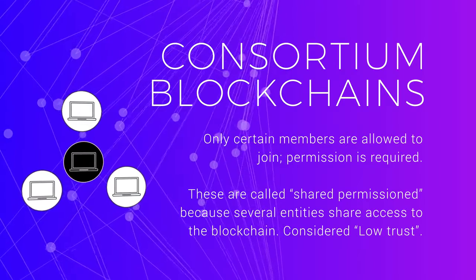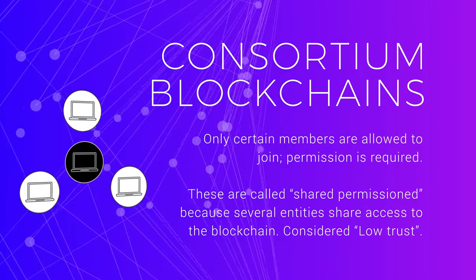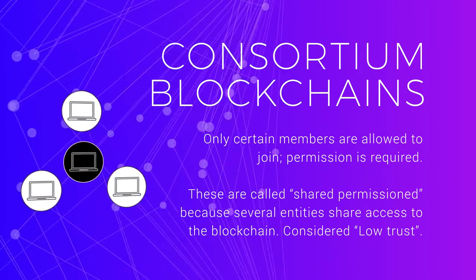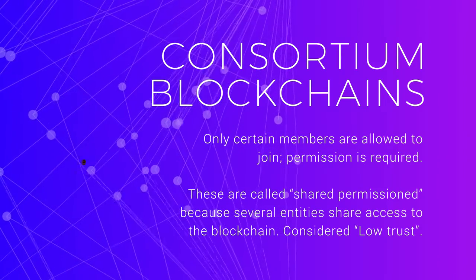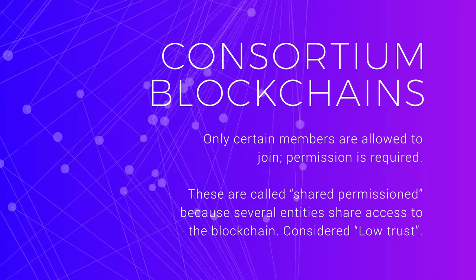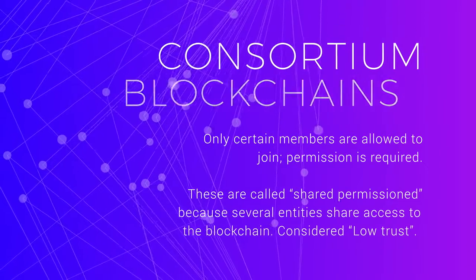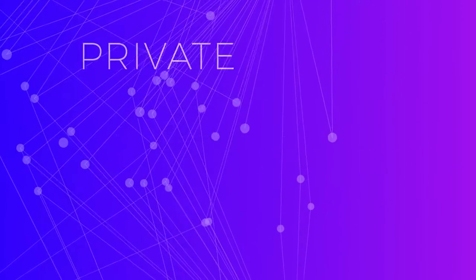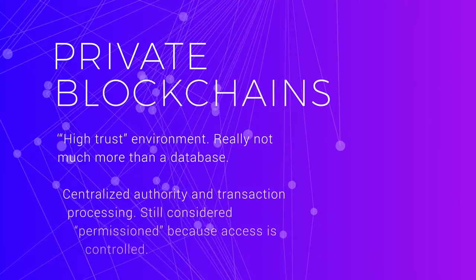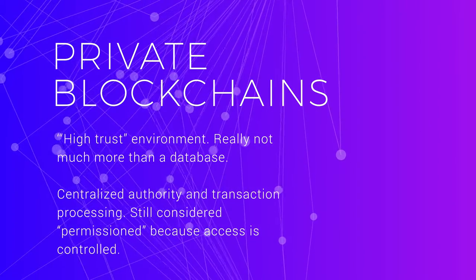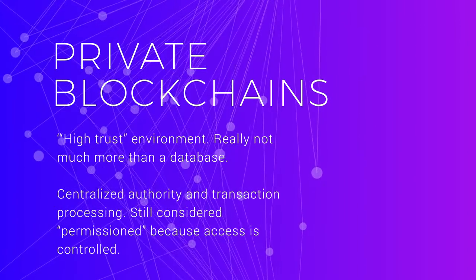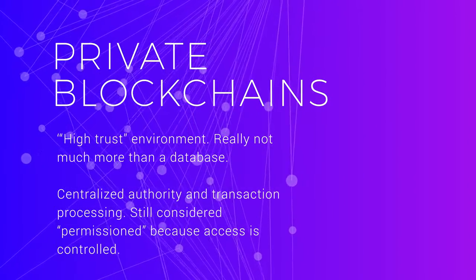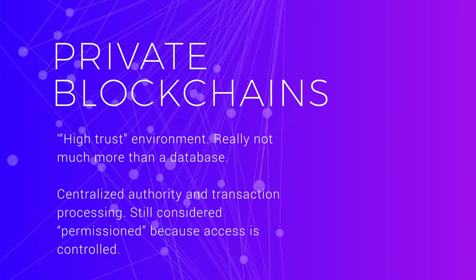This could be considered a low-trust environment. Organizations have some trust in each other, but not complete trust. Power isn't centralized with any one company, but the public can't see the transactions. Private blockchains take this one step further. In a private blockchain, there is generally a high degree of trust. This is much more like a centralized system, but provides a high degree of auditability since transactions are viewable, but only to those with access.